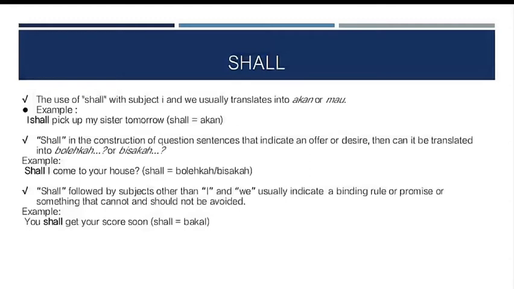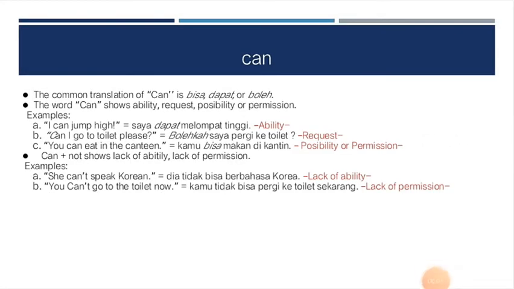My name is Tsania and I would like to explain about the modals can and must. The first is can. The common translation of can is bisa, dapat, or boleh. The word can shows ability, request, possibility, or permission. For example, I can jump high. It means saya dapat melompat tinggi. It shows ability.